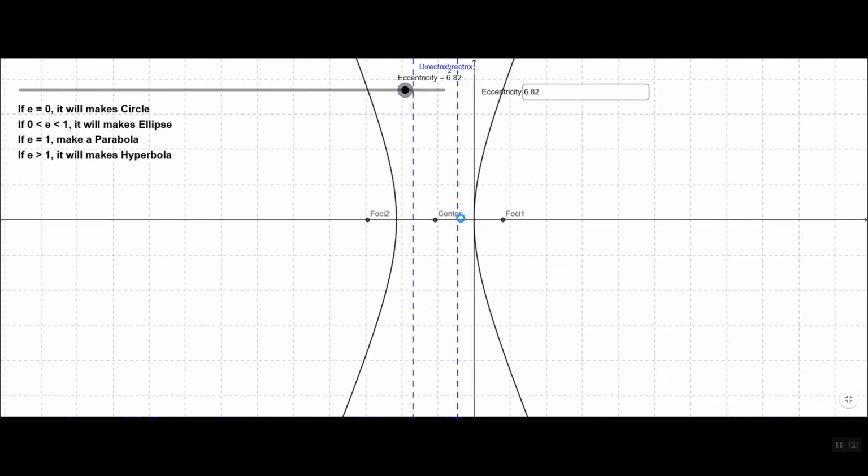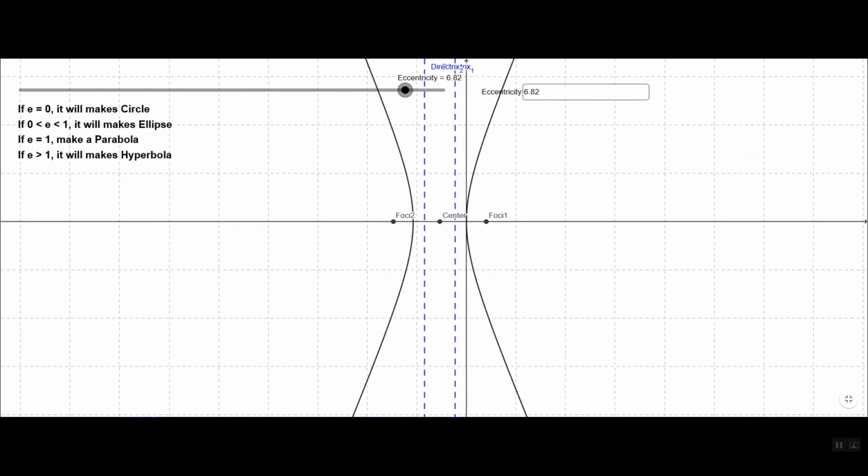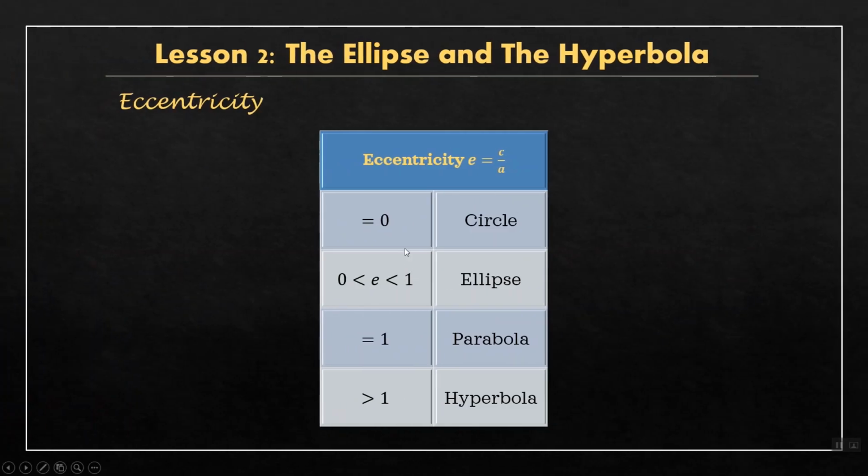So eccentricity has 4 possible values. It can be 0. If it's equal to 0, then you have a circle. If it's between 0 and 1, you have an ellipse. If it's equal to 1, it's a parabola. If it's more than 1, it's a hyperbola.